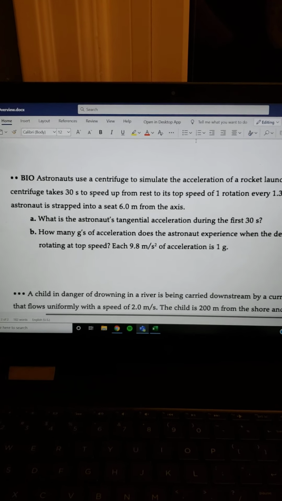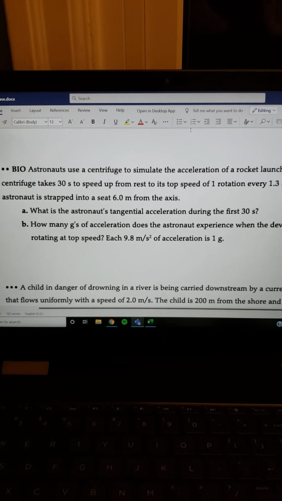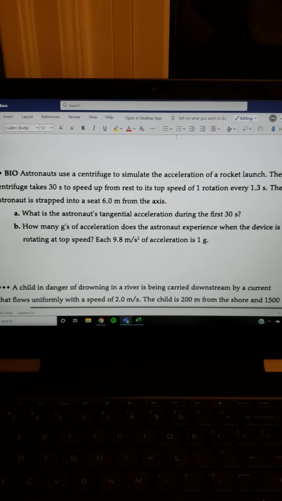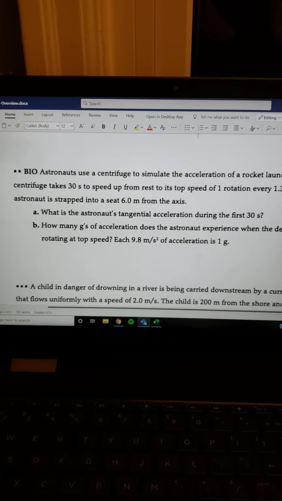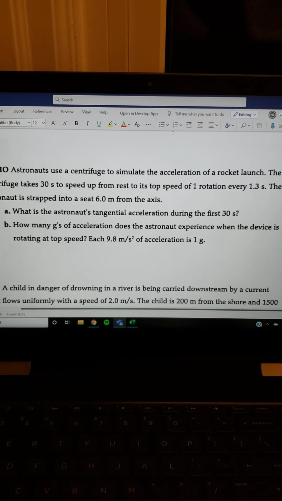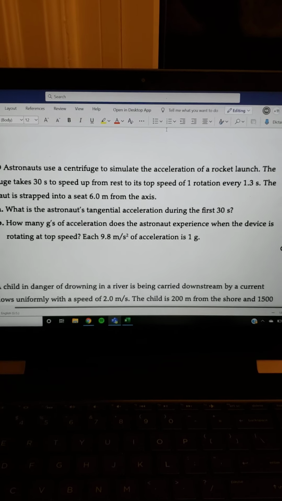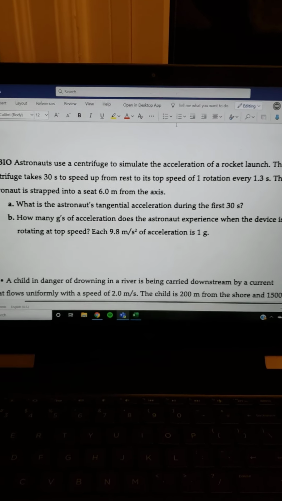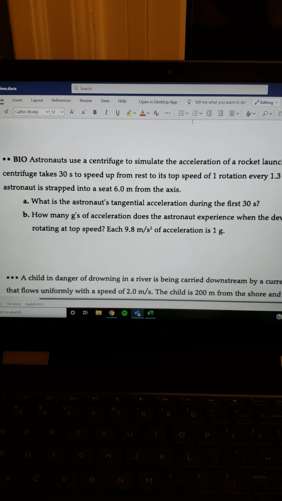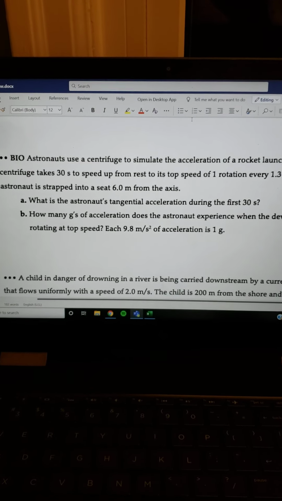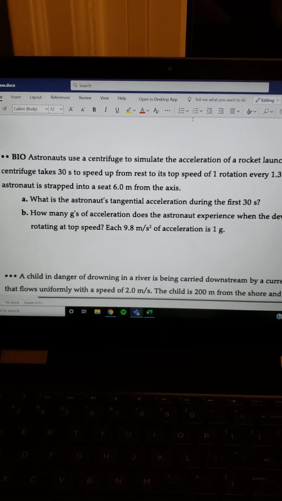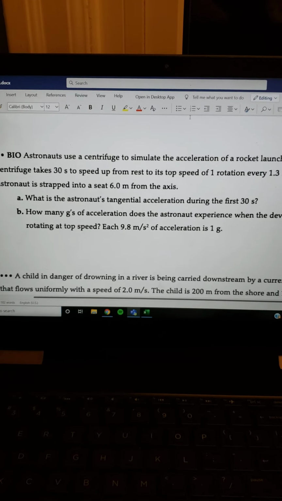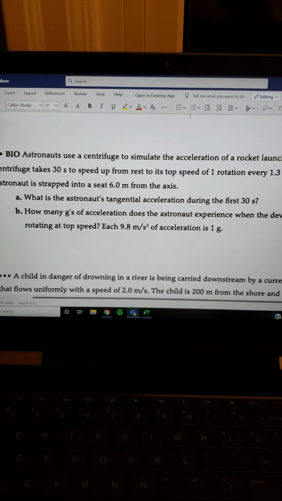Problem 66 states that astronauts use a centrifuge to simulate the acceleration of a rocket launch. The centrifuge takes 30 seconds to speed up from rest to its top speed of one rotation every 1.3 seconds. The astronaut is strapped into a seat 6.0 meters from the axis. So for A, it wants to know what is the astronaut's tangential acceleration during the first 30 seconds.